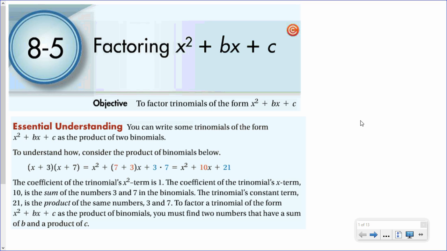This is 8.5 factoring, and you are going to reverse the order of taking a binomial times a binomial. You're going to take this trinomial and break it up into as many pieces as you can.